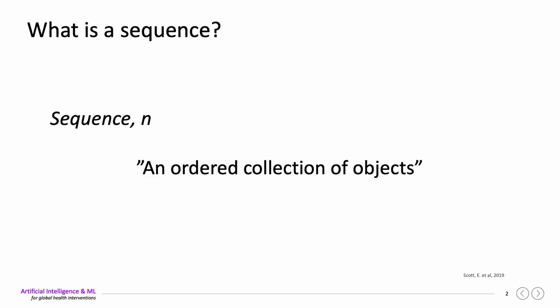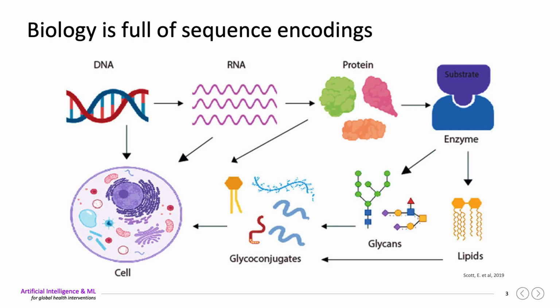A sequence is an ordered collection of objects. Order is the key idea. These objects can be letters forming words, words forming sentences, sentences forming clinical notes, and so on. But it can also be chemical elements bonded into the constituents of biological systems. Thus, biology is fundamentally sequential. Our DNA is a sequence of nucleotides. Proteins are sequences of amino acids. Enzymes are ordered arrangements of proteins. Similar logics apply to lipids, glycans, and other complex molecules.